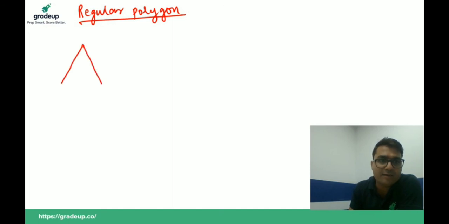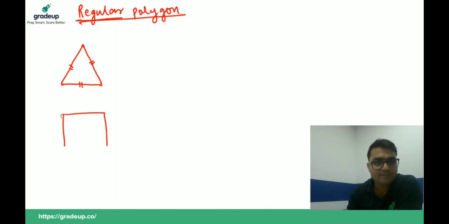What is a regular polygon? An area bounded by 3 or more straight lines is called a polygon. If this is an equilateral triangle, this is called a regular polygon. If all the sides are equal, then this is called a regular polygon. A square is also a regular polygon. So guys, when all the sides of a polygon are equal, this is called a regular polygon.